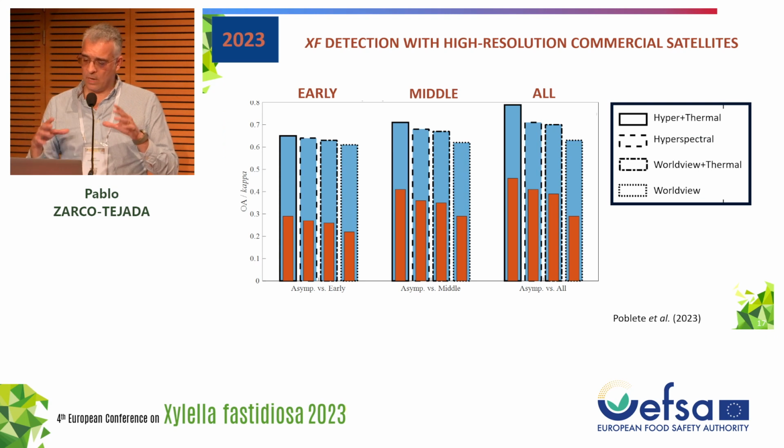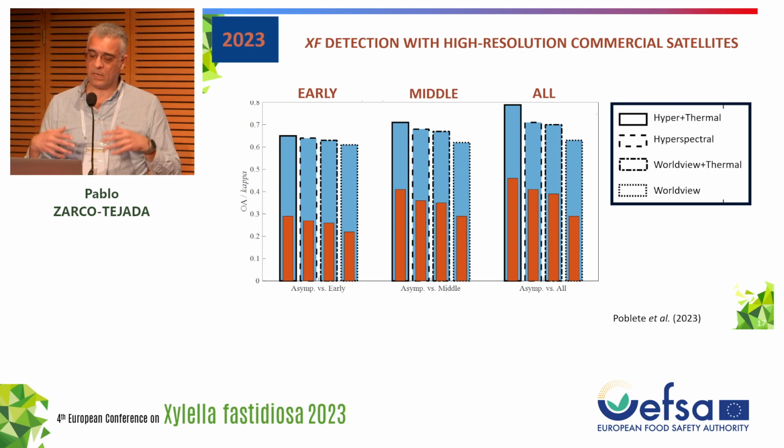Results are shown as a summary in one of the figures of the paper, and you can see one of them here. We go from early to intermediate to asymptomatic versus all levels of severity, and we show the overall accuracy in blue and the kappa coefficients in red. We show it for different scenarios: hyperspectral and thermal data, if we could collect both at the same time; hyperspectral only, if we don't have thermal data available; commercial satellite at high resolution, if we also have thermal data available at the same time; and only multispectral data.